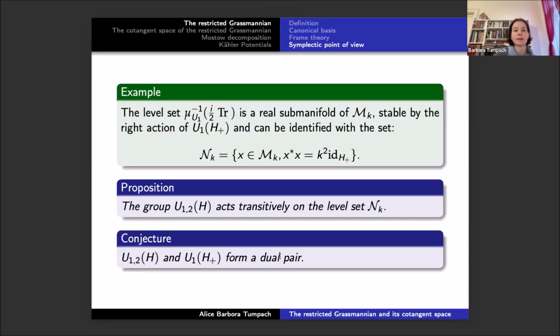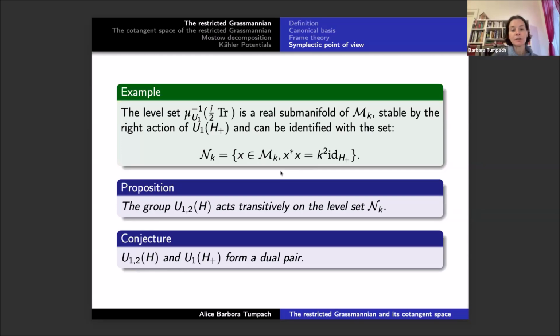So in my example, I'm interested in a special level set. If I take the inverse image of a coefficient times a trace, what we get is that this level set is a real Banach submanifold of MK, and it's stable by the right action of the group U1. And it can be identified with the following set: the set of all x in MK such that x star x is equal to k squared times the identity.